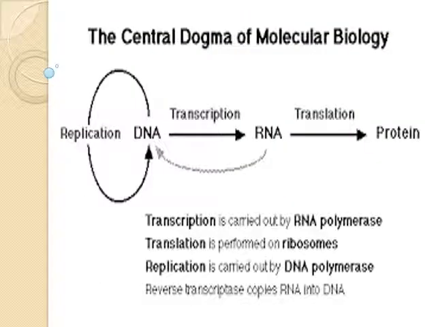Let's see the central dogma of molecular biology. This was proposed by the scientist Crick. It states that DNA is converted into RNA and RNA is converted into proteins.